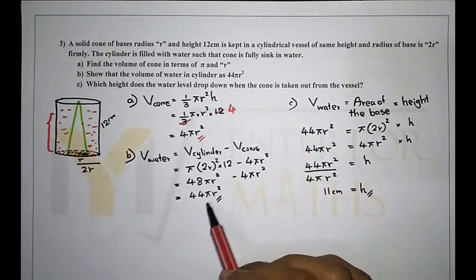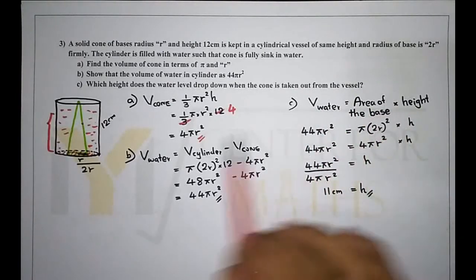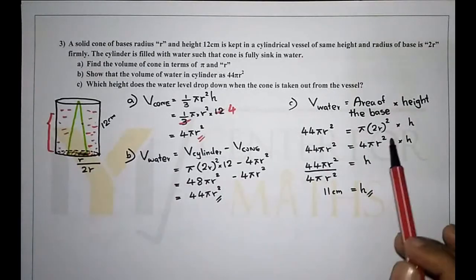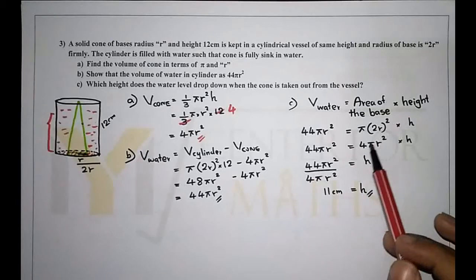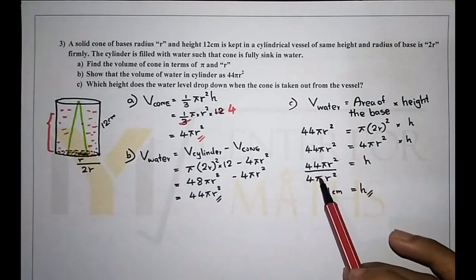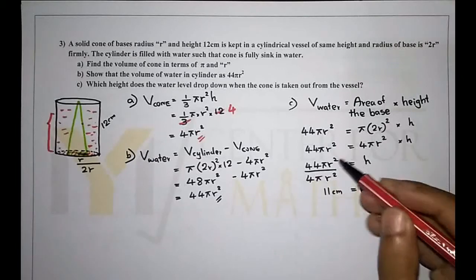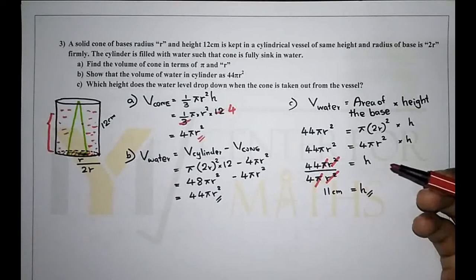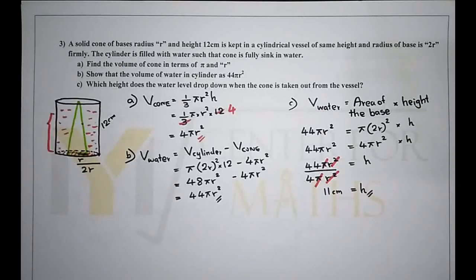We have the volume of the water, that's 44 πr squared, and the area of the base is πr squared itself, and this time the radius is 2r squared. So 2 squared is 4πr squared. Now to isolate h, we'll take this to the left side and there will be division by 4πr squared. Now we can cancel them: 4 with 4, π with π, r squared with r squared. 44 divided by 4, the answer is 11 centimeters.